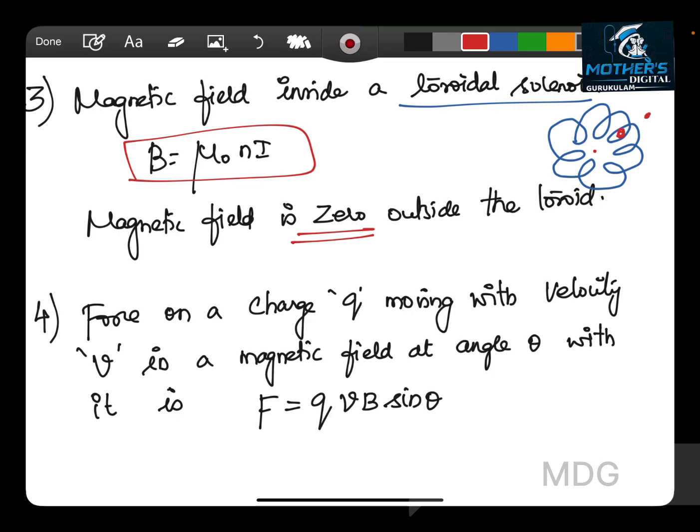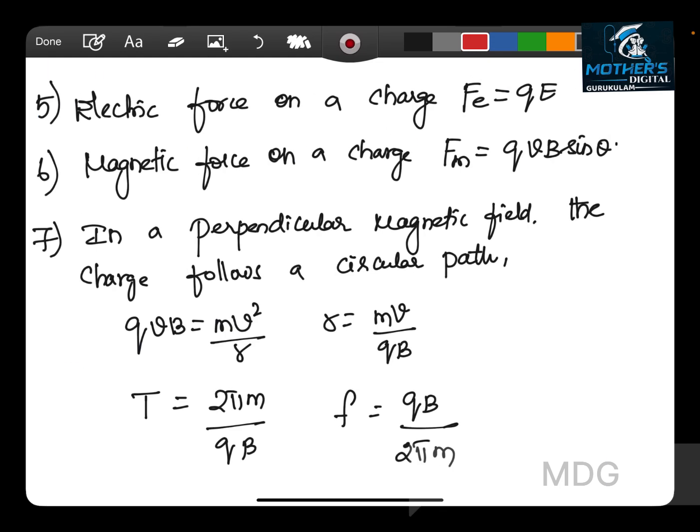The next formula is related to the force. The formula is force on a charge q moving with velocity v in a magnetic field at an angle theta, given as F equal to qvB sine theta. We know that q is the charge, v is the velocity at which the charge is moving, B is the magnetic field, and theta is the angle between v and B. We know that the electric force is given as F equal to qE. Similarly, the magnetic force on a charge will be given as qvB sine theta.